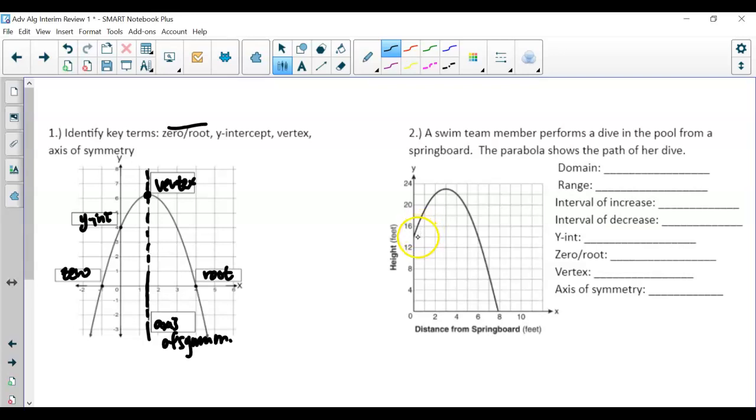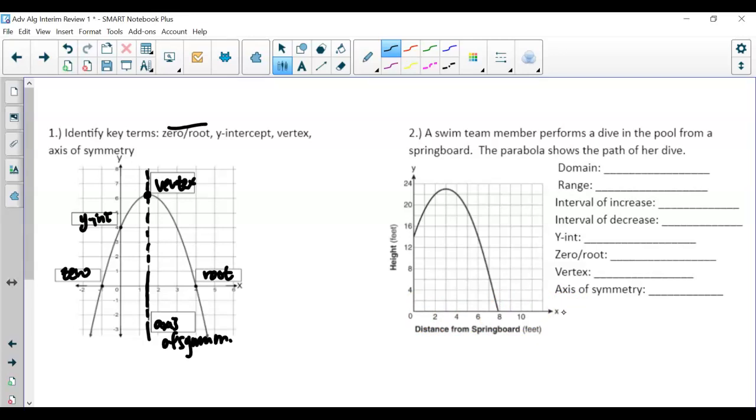So here now, again, looking at this situation, we're talking about a swim team. And here, starting at this height, and then the distance from the springboard, if this is talking about a diver, then here is our water, right? So that's the water. So keep that in mind as you're going through these questions.